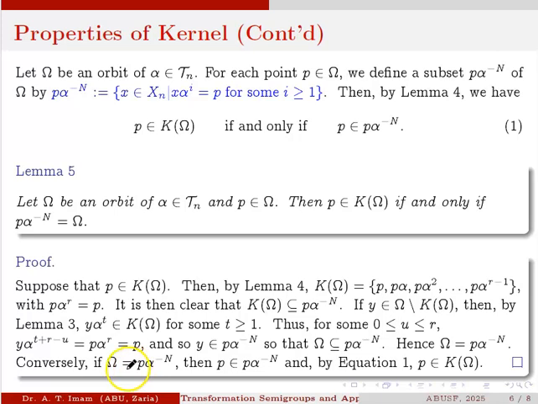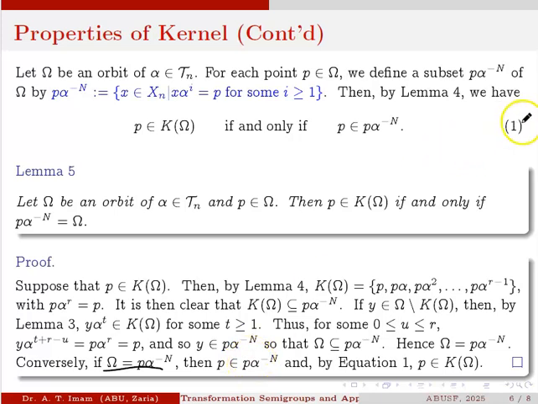In the converse, if we assume equality, that the set of eventual images for this particular point is equal to the omega, the entirety of the orbit, then this is clearly pronouncing that P is inside, because P is a member of the orbit. So therefore P is in the set of eventual images.